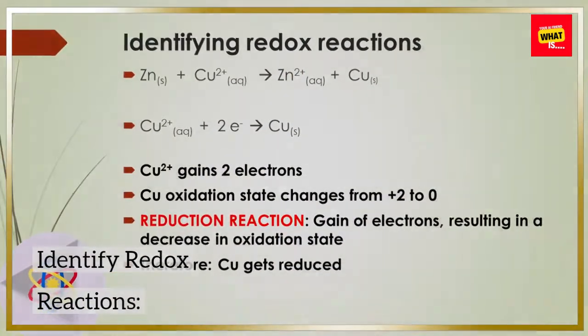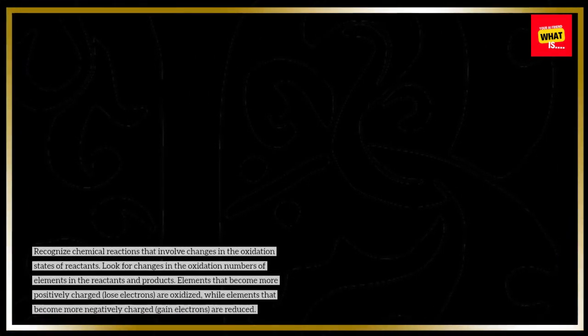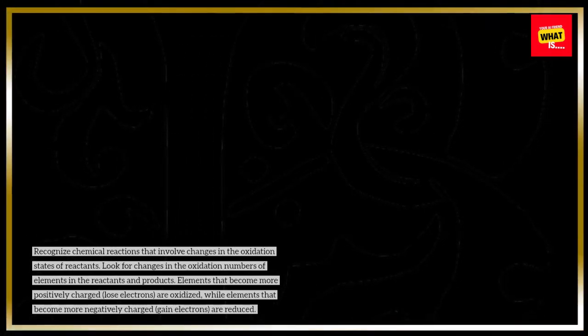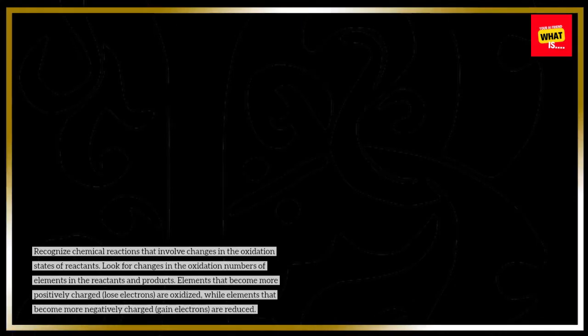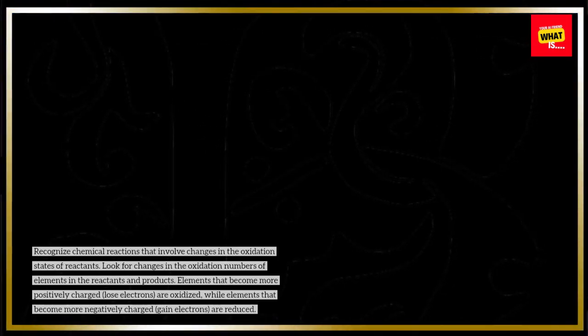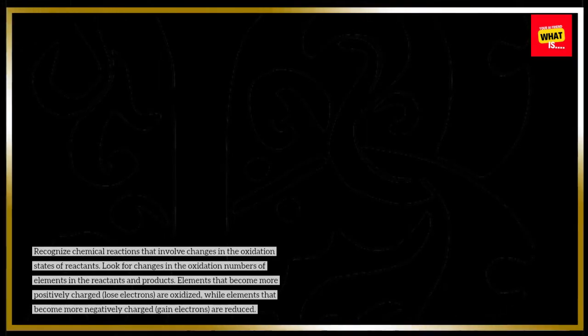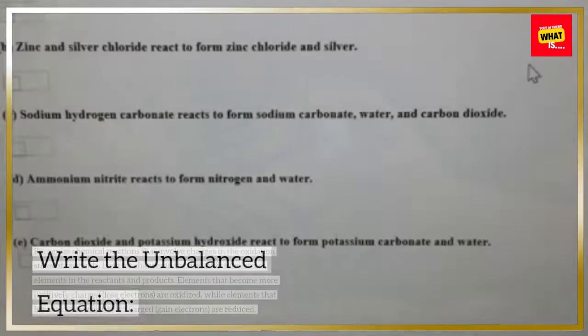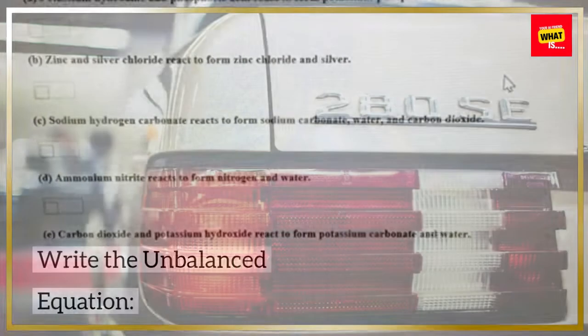Identify redox reactions. Recognize chemical reactions that involve changes in the oxidation states of reactants. Look for changes in the oxidation numbers of elements in the reactants and products. Elements that become more positively charged lose electrons and are oxidized, while elements that become more negatively charged gain electrons and are reduced.